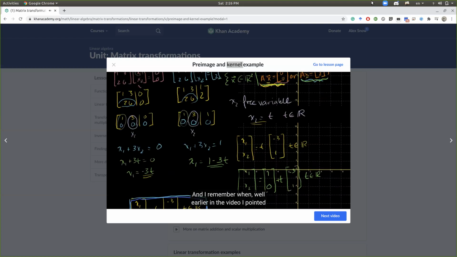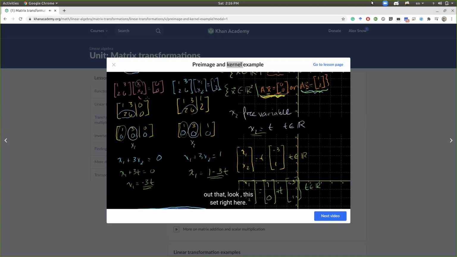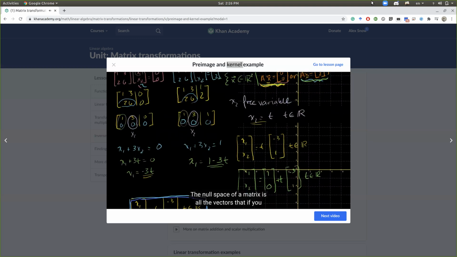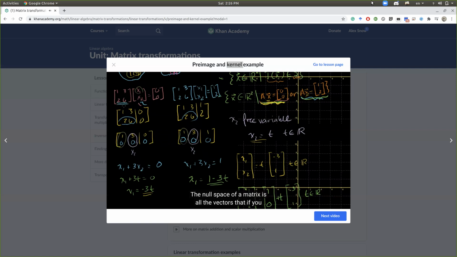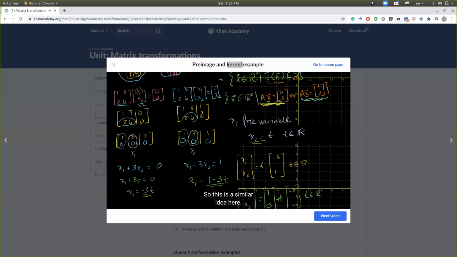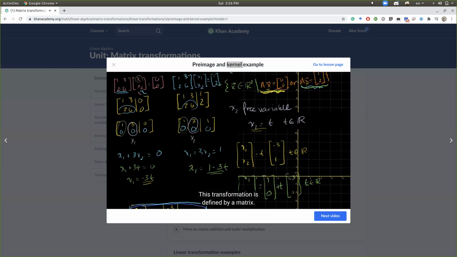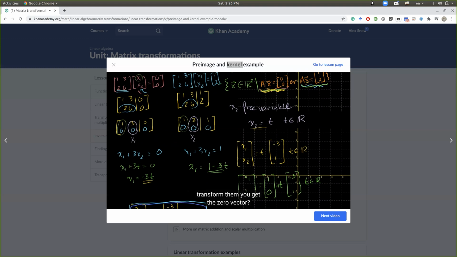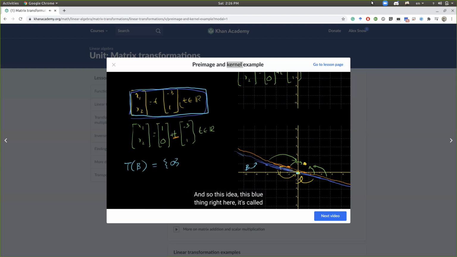And I remember earlier in the video, I pointed out that this set right here is equivalent to the null space of a matrix. The null space of a matrix is all the vectors that if you multiply them by that matrix, you get zero. So this is a similar idea: this transformation is defined by a matrix, and we're asking what are all of the x's that when you transform them, you get the zero vector. And so this blue thing right here is called the kernel. The kernel of T. Sometimes it's written as shorthand, ker of T.